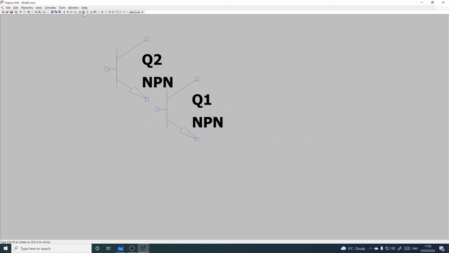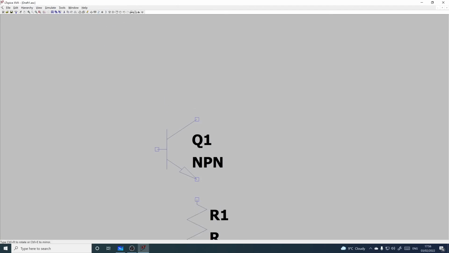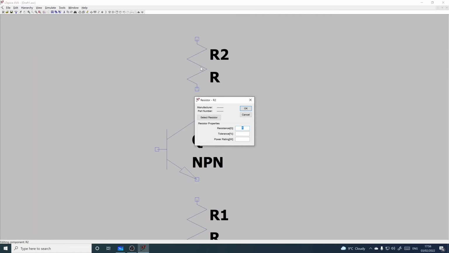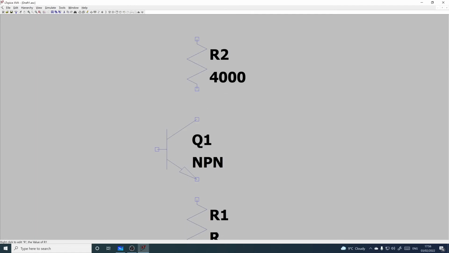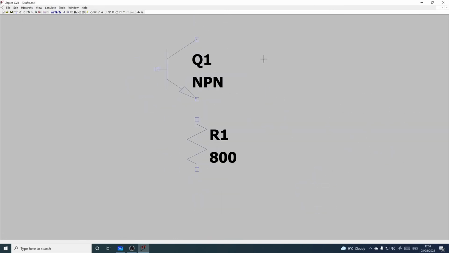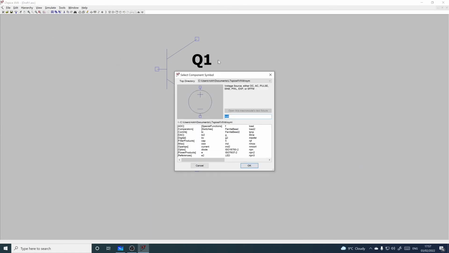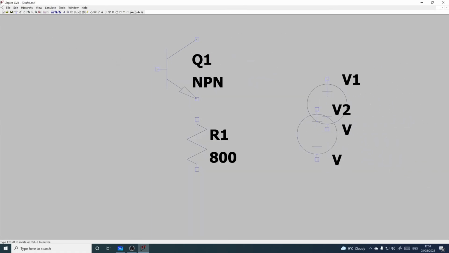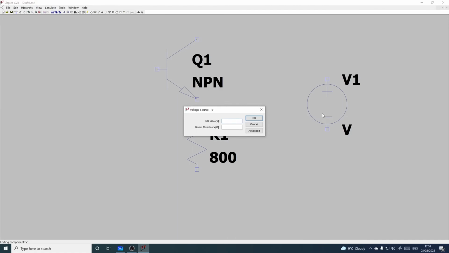Put down one of those, put down one of those, another one of those. That one's going to be 4,000. That one's going to be 800. We want a supply of 10 volts, I think we said, didn't we? Well, where the hell did that go? Try again. Okay. That's 10 volts. Put some grounds on.